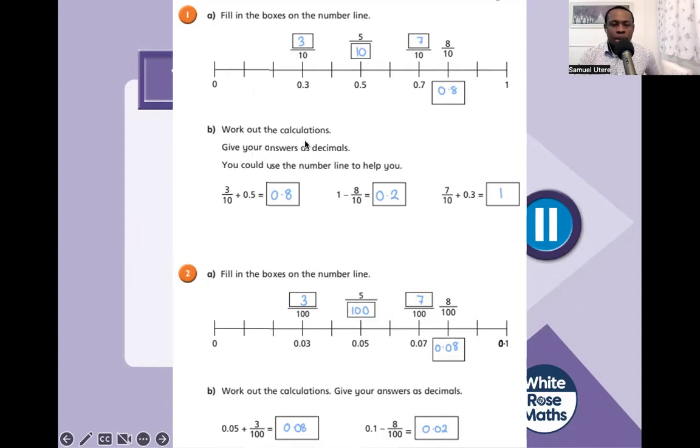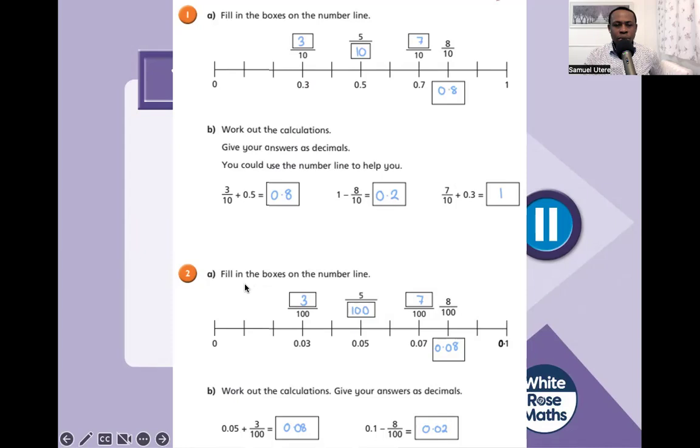Next, you were asked to work out the calculations, give your answers as decimals. You could use the number line to help you. So this is like saying 0.3 plus 0.5, which is 0.8. This is like saying 1 minus 0.8, which is 0.2. This is like saying 0.7 add 0.3, which is 1.